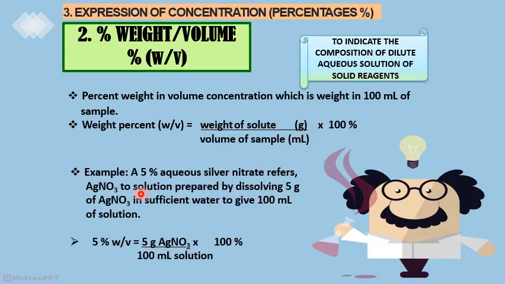Okay, example: a 5% aqueous silver nitrate, AgNO3, refers to a solution prepared by dissolving 5 grams of AgNO3 in sufficient water to give 100 milliliter of solution. So 5% weight per volume equals 5 grams of silver nitrate over 100 milliliter of the solution times 100. So make sure you memorize the formula, memorize the unit. Weight of solute must be in gram, volume of sample must be in milliliter.